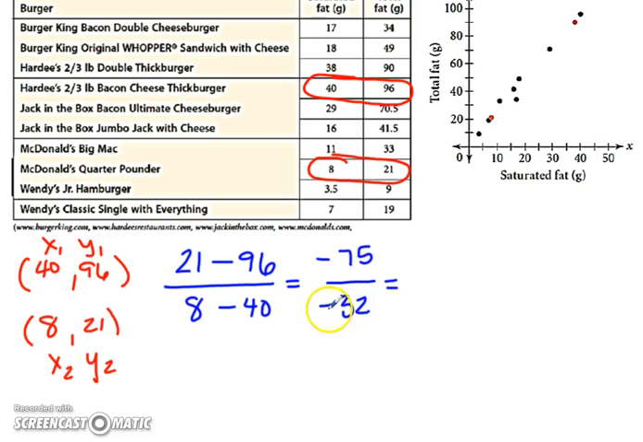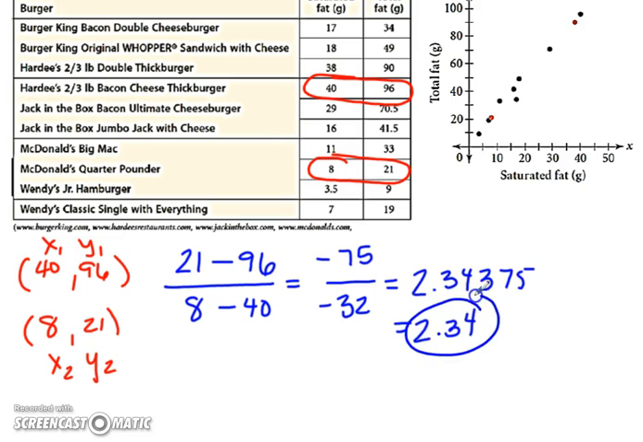Now the negatives do cancel out, but you can figure this out as a decimal if you don't prefer the fraction. So when I look at it as a decimal, I get 2.34375. Now I could round this so that I have a more reasonable number. So maybe I will round it to 2.34. That seems like a nice number to go with.